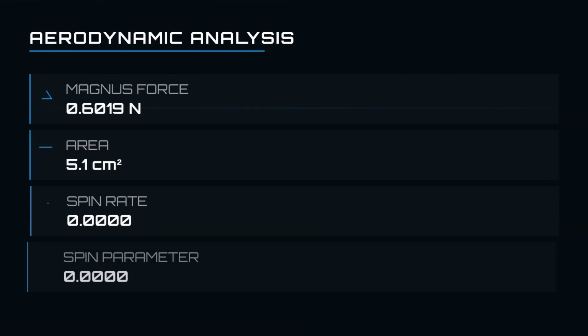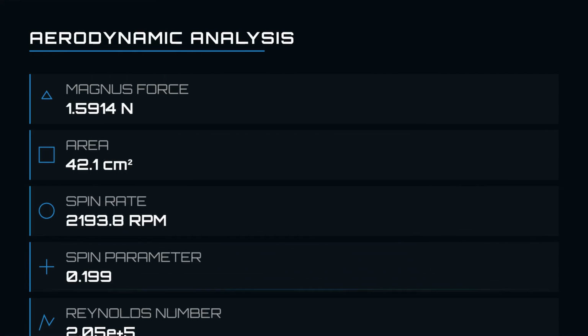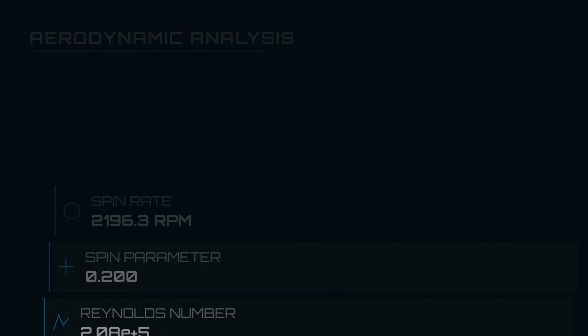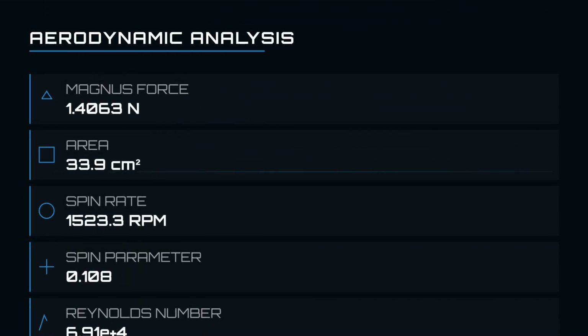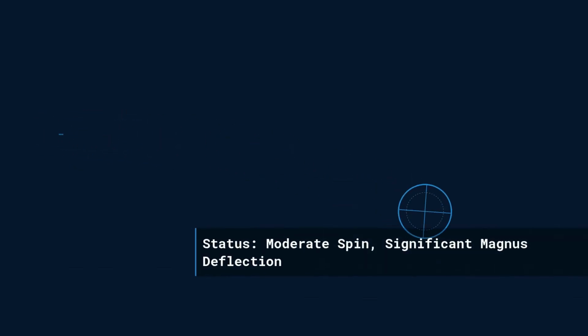After clicking Calculate, the results show Magnus force of 1.5914 newtons, cross-sectional area of 42.08 square centimeters, spin rate of 2,196.3 RPM, spin parameter of 0.200, and Reynolds number of 2.08 E plus 5. The status indicates moderate spin with significant Magnus deflection.